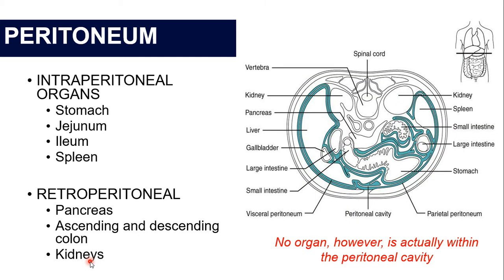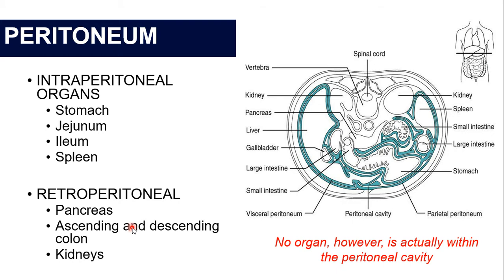So in the peritoneum, the organs are divided into two. We have the intraperitoneal organs and the retroperitoneal organs. So imagine that this is the posterior part, and then this is the anterior part. So intraperitoneal organs include the stomach, the jejunum, the ileum, and then the spleen. So an organ is intraperitoneal when it is almost totally covered with visceral peritoneum. So the stomach, jejunum, ileum, and spleen are good examples of intraperitoneal organs.